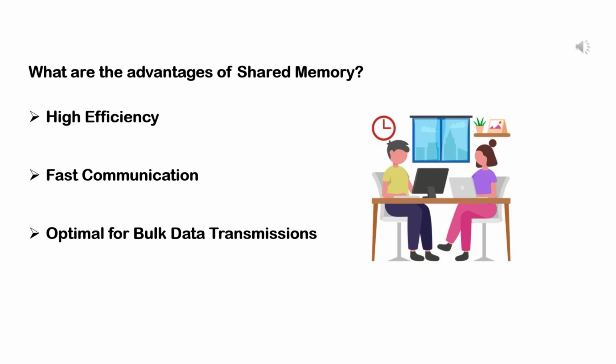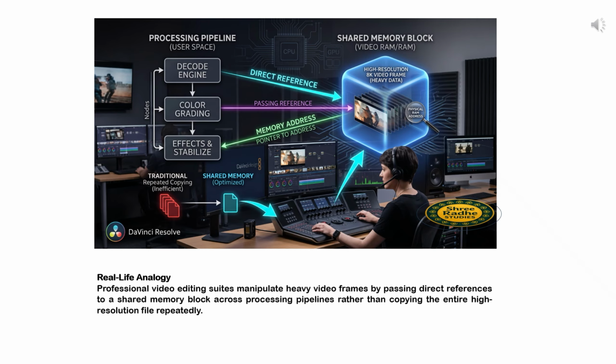Another major advantage is high efficiency. Processes can instantly read and write shared data, making communication almost real-time. Shared memory is also the preferred choice when dealing with large amounts of data, such as high-definition videos, large images, scientific simulations, or massive databases. In short, whenever performance is the highest priority and processes are running on the same computer, shared memory is usually the best solution.